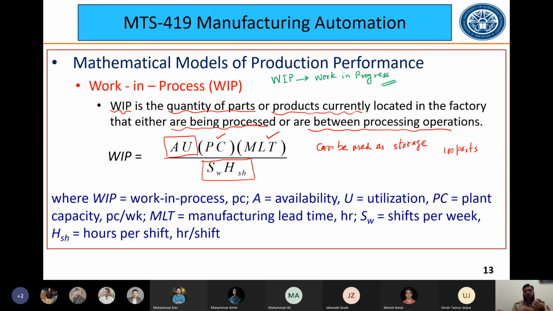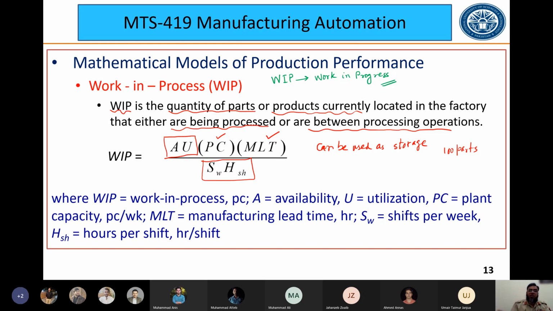मैन्युफैक्चरिंग लीड टाइम क्या है, अब मैन्युफैक्चरिंग लीड टाइम के साथ क्या चीज एसोसिएट हो रही है, कि आपकी प्लांट कैपेसिटी क्या है और आपका ए और यू क्या है, कितनी अवेलेबिलिटी है, कितनी यूटिलाइजेशन, देन आप कितनी शिफ्ट्स में काम कर रहे हैं, ठीक है, और कितने नंबर ऑफ आवर्स के लिए काम कर रहे हैं. सो दिस इज एक्चुअली गोइंग टू गिव यू द वर्क इन प्रोसेस. सो ये जो इक्वेशन है अब आपने इसको ज़हन में रखनी है टू कैलकुलेट द वर्क इन प्रोसेस.